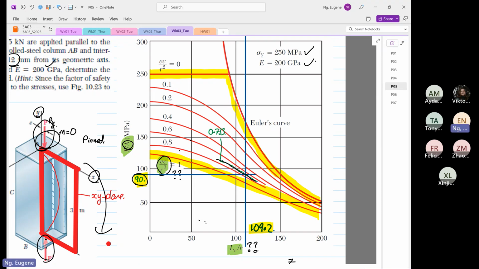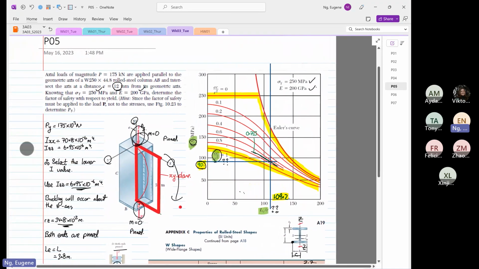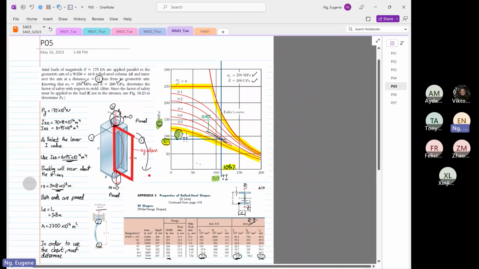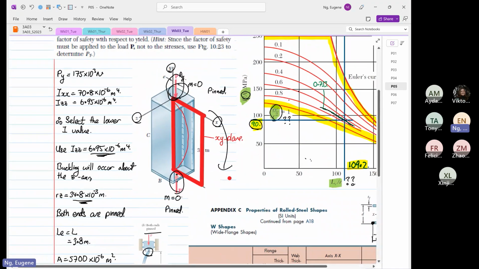Anyone else any question? You can see with this chart the calculation is much more simple. But again, you have to identify, you have to select the lower I value.